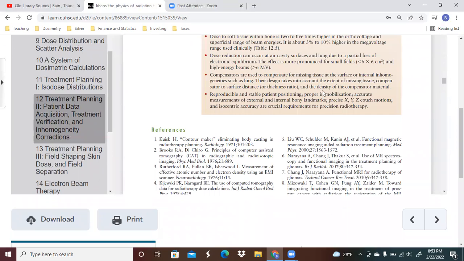And then reproducibility and stable patient positioning, proper immobilization, and accurate measures of external and internal bony landmarks. These are all crucial elements of radiation therapy. To give you an example, one of the things that we have at the clinic at which I serve is a tumor loc. Basically, if the physician knows what they want to treat to, they'll tell one of the computers there, hey, I want the isocenter marked at this spot. That information is then logged into the computer and then sent over to me.